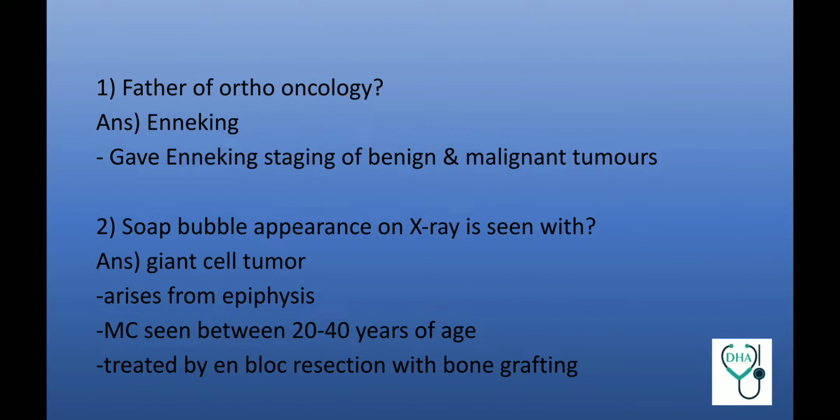Father of ortho-oncology, Enneking. He gave the Enneking staging of benign and malignant tumors. Soap bubble appearance on X-rays seen with giant cell tumor. 3 important points for giant cell tumor. It arises from epiphysis. It is most commonly seen between 20 to 40 years of age. And treatment of choice is en bloc resection with bone grafting.